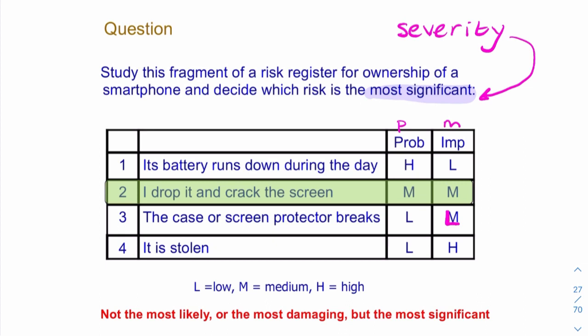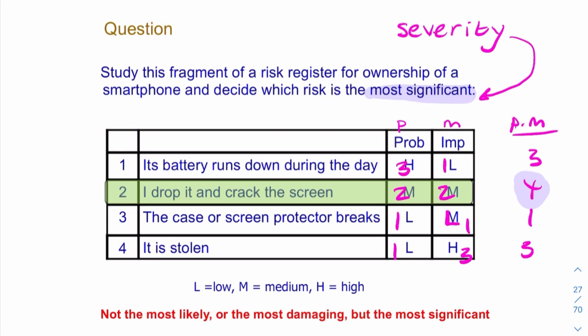Without thinking about it too much, you need to multiply P times M. Remember we're using a 3-point system. So this would be a 3, this would be a 2, this would be a 1, this would be a 1, this would be a 1, this would be a 2, if I'm using a low, it'll be a 1, and this will be a 3. So we get 3, 4, 1, 3. So the question is, which is the most significant? The most significant is that. So therefore, dropping the phone, cracking the screen, that's the most significant. That's the one you should worry about most. That's what you should prioritize.